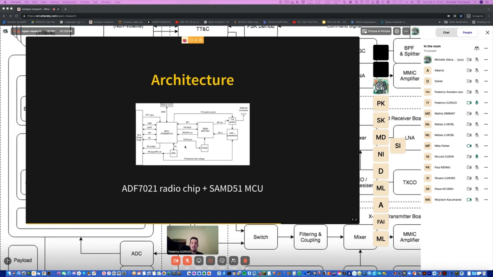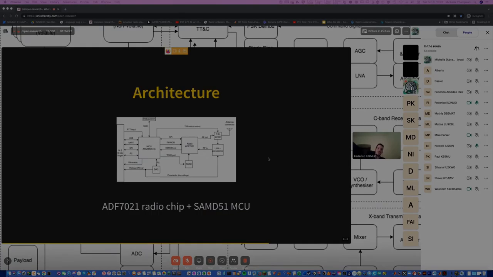Right now, we selected the ADF7021, because it's the one with which we got closest to doing M17 transmission and decoding. Also, here we have an LNA and a reception amplifier, but this item is still being discussed, whether to include it in the module or to put it outside the module.